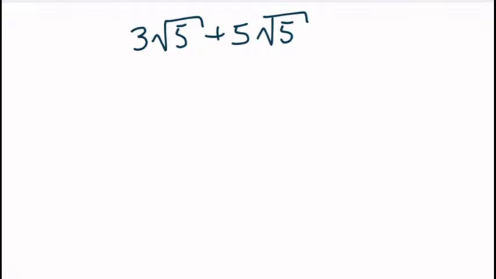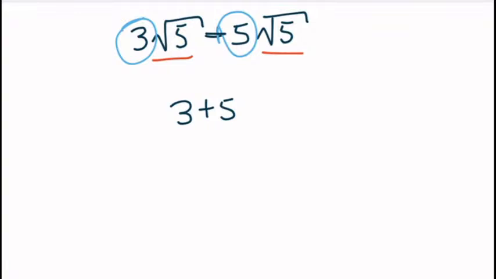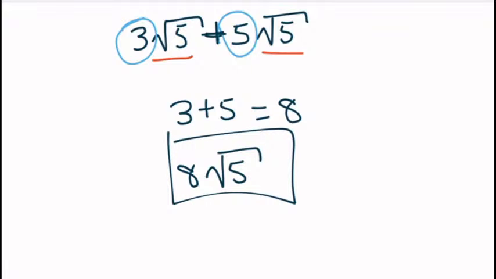Next, I'm going to be doing 3 times radical 5 plus 5 times radical 5. And we also need to double check that radical 5 is consistent on both sides, and it's not divisible by any perfect squares. And indeed, it's at its simplest form, so we just focus on the coefficients to do 3 plus 5, which is 8, and then you put on the radical at the end. So it's 8 times radical 5, which is the final answer.